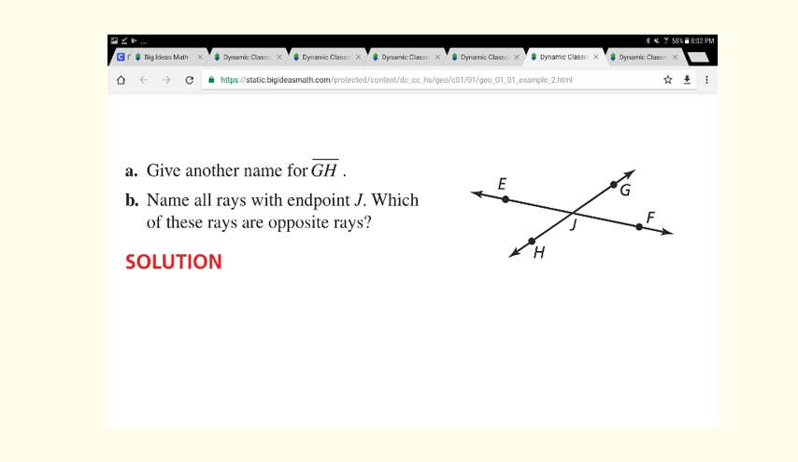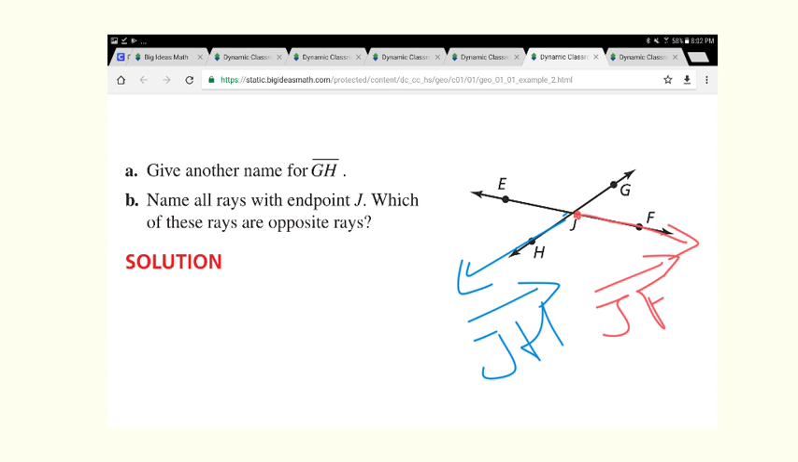Alright, next it wants us to name all the rays with endpoint J. So let's start with that. Let's see, we have JF, we have JH, we have JE, and we've got JG.